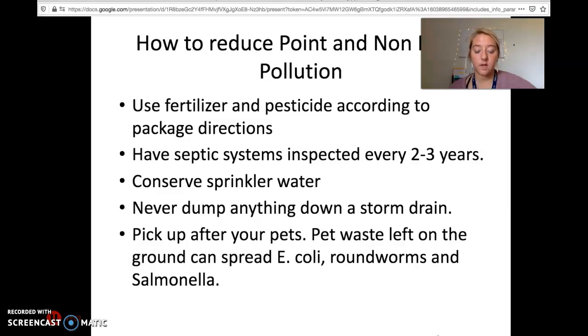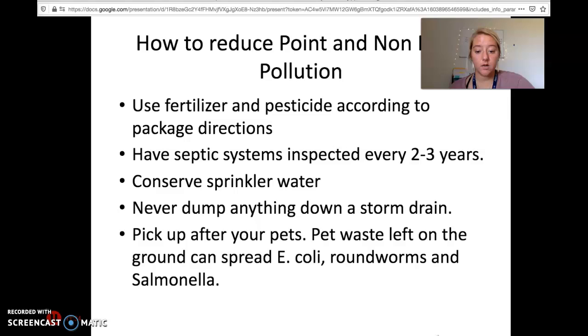You can use fertilizers and pesticides according to the package directions. Don't put on too much, put on just as much as the directions say. You can have your septic system inspected every 2 to 3 years. So think about this for a second. A septic system is basically a giant underground holding tank for your waste, your poop and pee. Think about if that breaks, and then all of that fecal matter is seeping into potentially groundwater. So get that inspected. Make sure everything's a-okay every 2 to 3 years when you're an adult and have your own house.